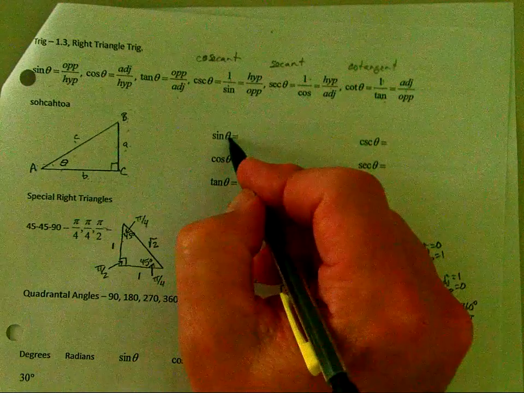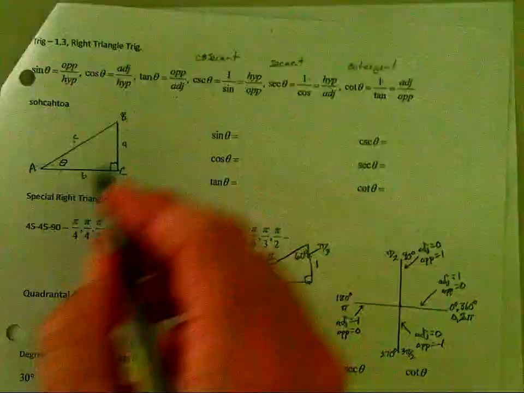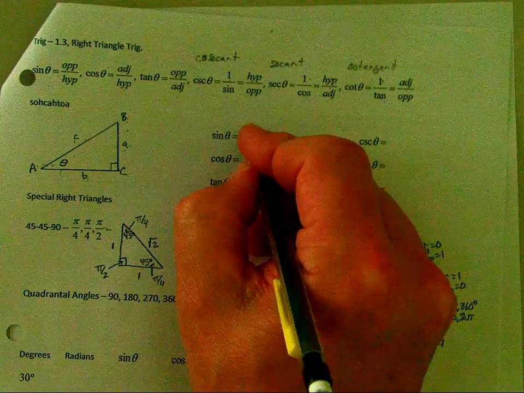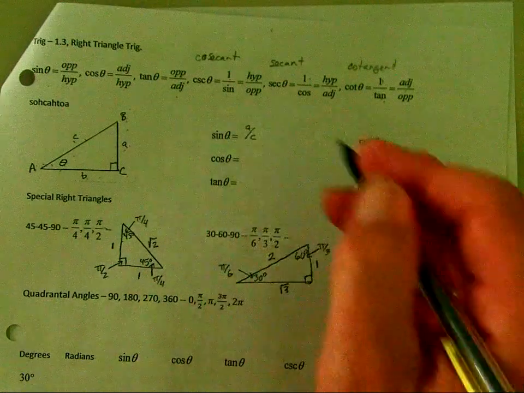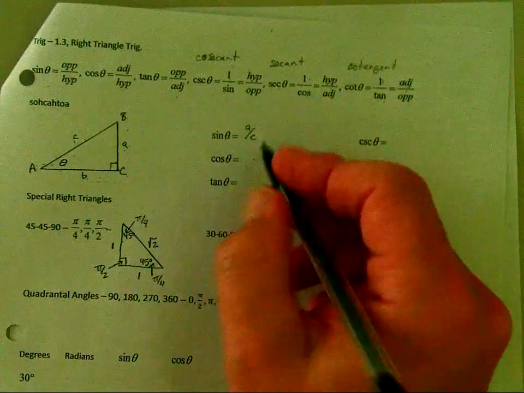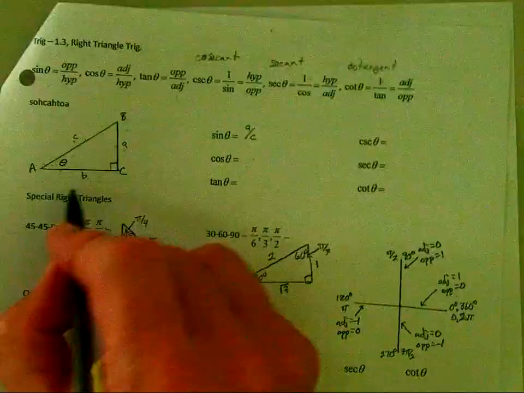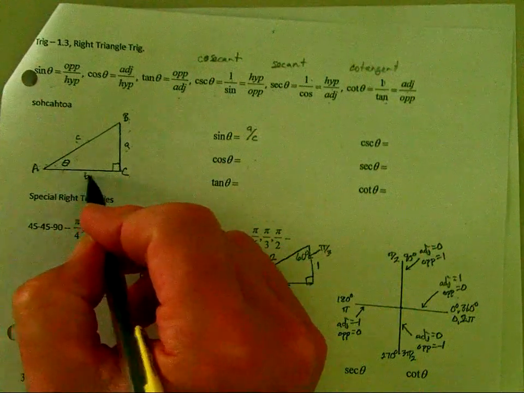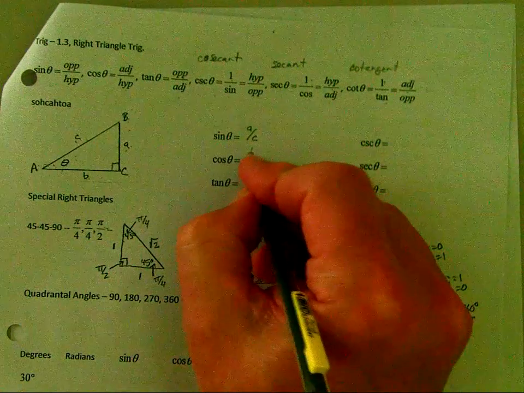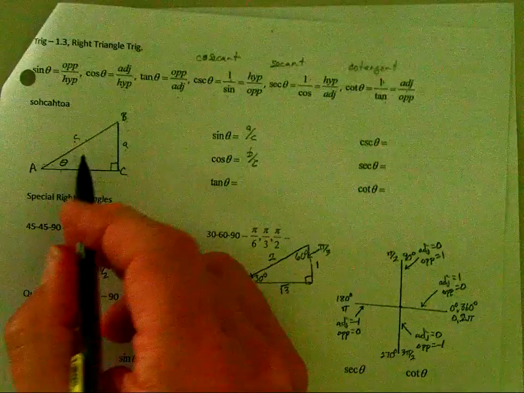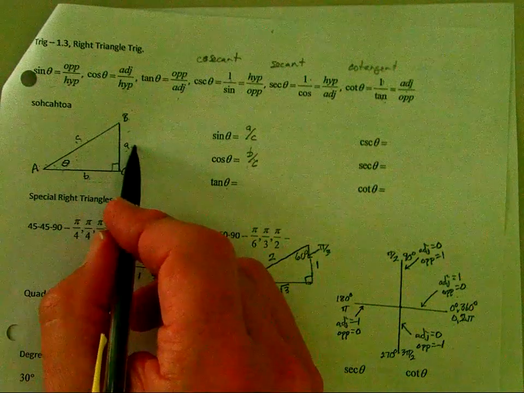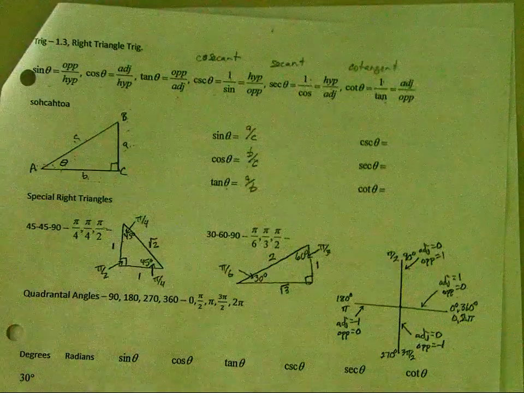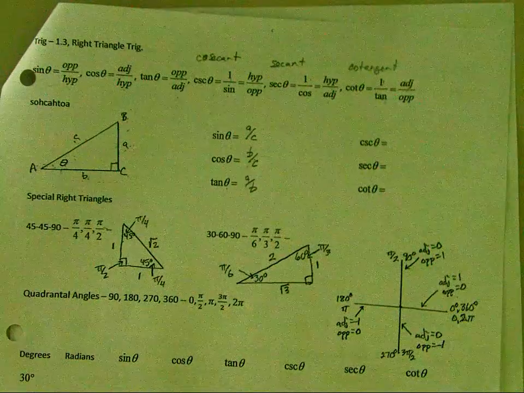So if we want to find the sine of theta, we know sine is opposite over hypotenuse. So opposite is A, hypotenuse is C. We know cosine is adjacent over hypotenuse, so adjacent to angle theta, adjacent is B, because adjacent means next to, over hypotenuse C. And tangent is opposite over adjacent, well opposite is A, adjacent is B, so tangent's A over B. Again, that's the big three.